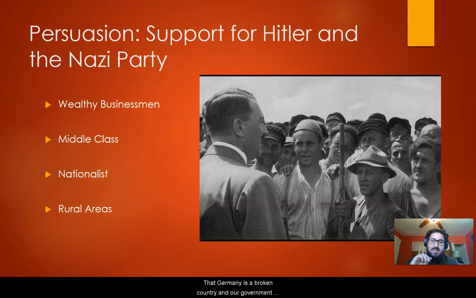That Germany is a broken country and our government is horrible, and the only way we can make our country great again is if we eliminate the communists, we eliminate the Jews, we overturn the Treaty of Versailles, and we take our country back. Right? That one statement, that sound bite that Hitler did, hits the wealthy, the middle class, the nationalists, and the rural areas.